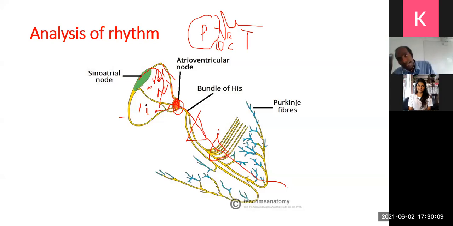QRS is okay, T is okay. P is abnormal because it's just playing up. All the current is going everywhere in the atrium, or it's starting from some other odd place. It's not normal, so the shape of the P wave is abnormal in that sense. So in an atrial rhythm, the P wave is abnormal, but the QRS and the T are normal.